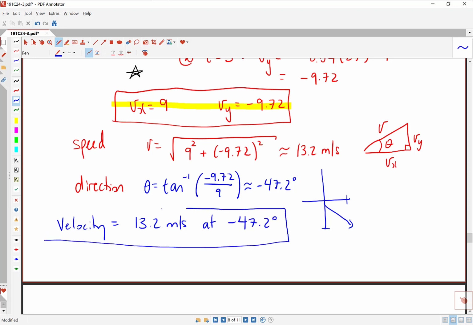And really the hard part of the problem here was finding that v sub y, because we had to use the chain rule. So that is all about curvilinear motion.